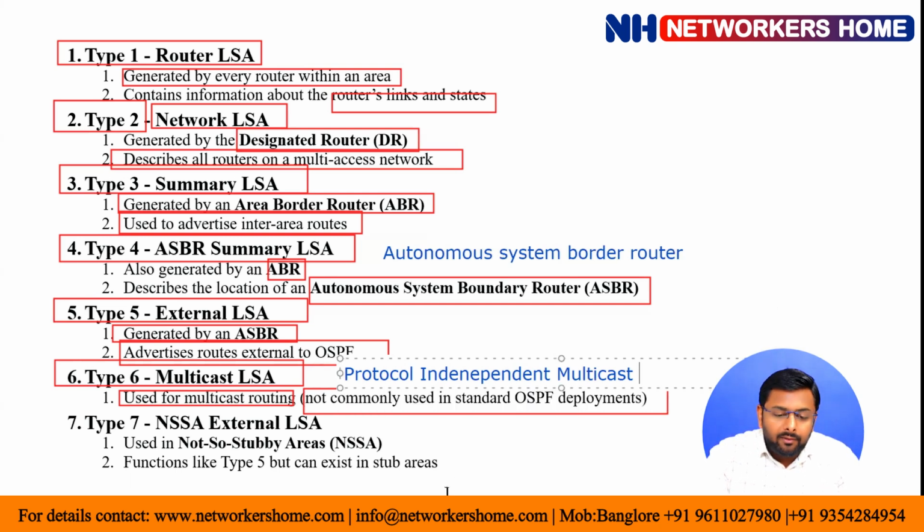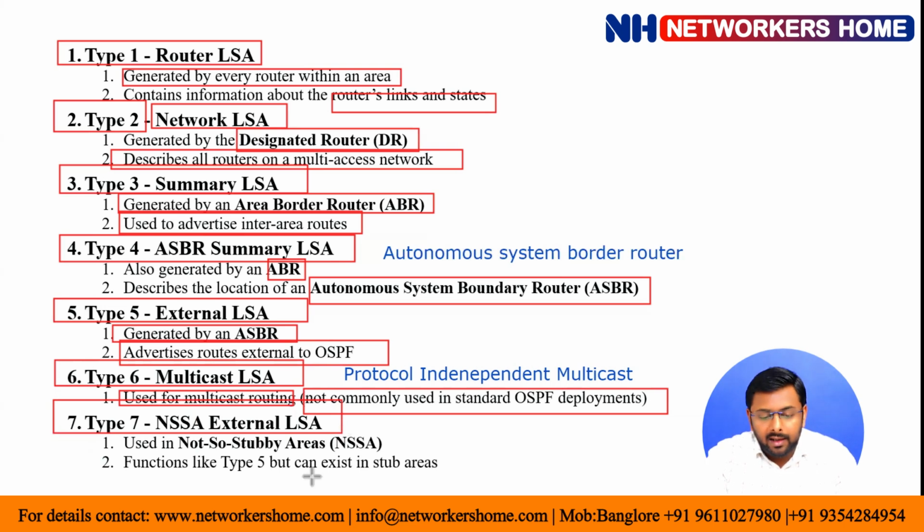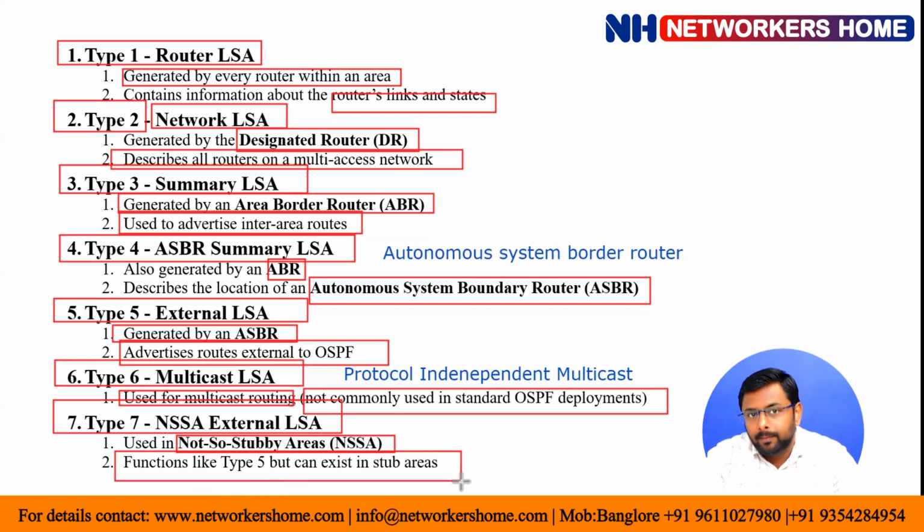And then finally we have type 7. Type 7 is called NSSA external LSA, and this is generally dedicated to the NSSA, that is called not-so-stubby areas. Its function is the same as type 5, but it can exist only in the NSSA areas, not in the normal areas. So these are the types of LSAs.